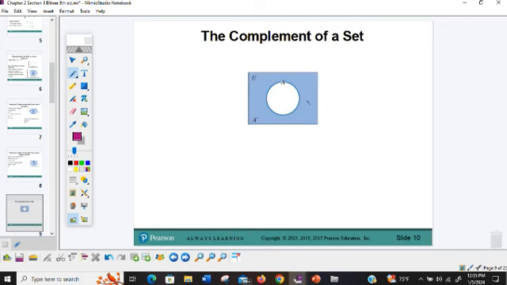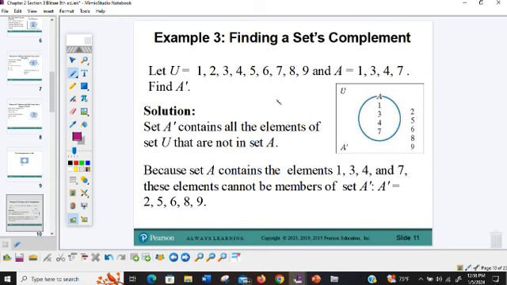When we talk about complement of a set, again, the complement is everything that's not in A, and it's called A complement with a little hashtag. So all of this blue would be A complement. So let's look at this one. Universal set is 1 through 9. A is 1, 3, 4, 7. Okay, and they want us to find A complement. That's everything that's not in A. Okay, so we would mark out the 1, the 3, the 4, and the 7. And what's left would be 2, 5, 6, 8, and 9. That's what we have down here.